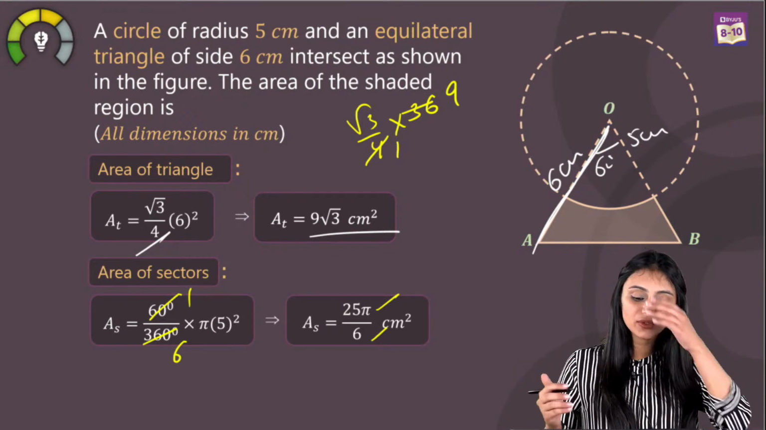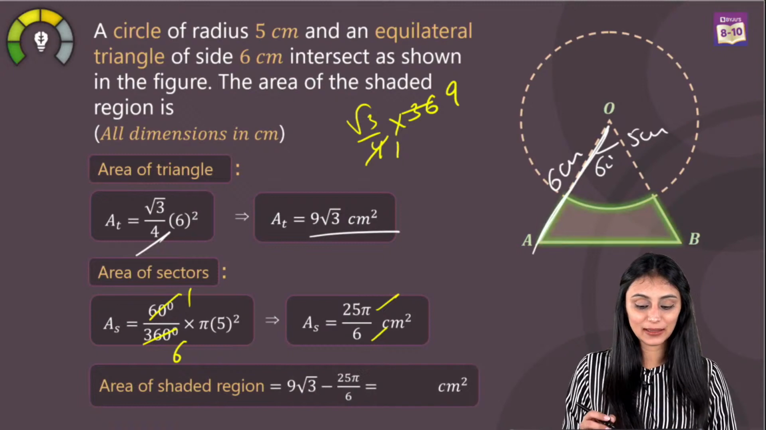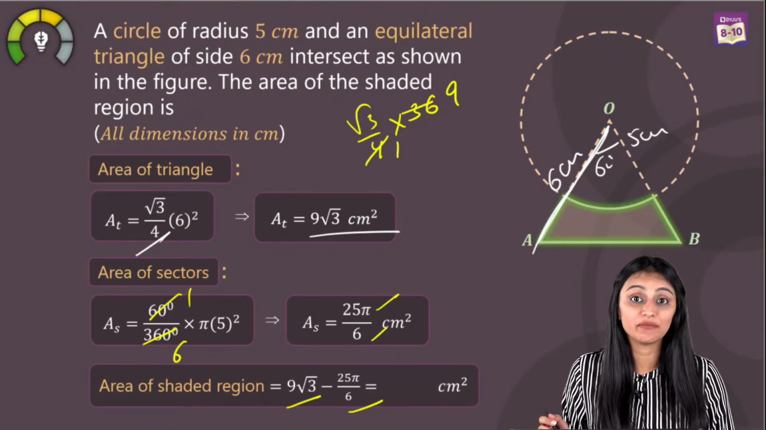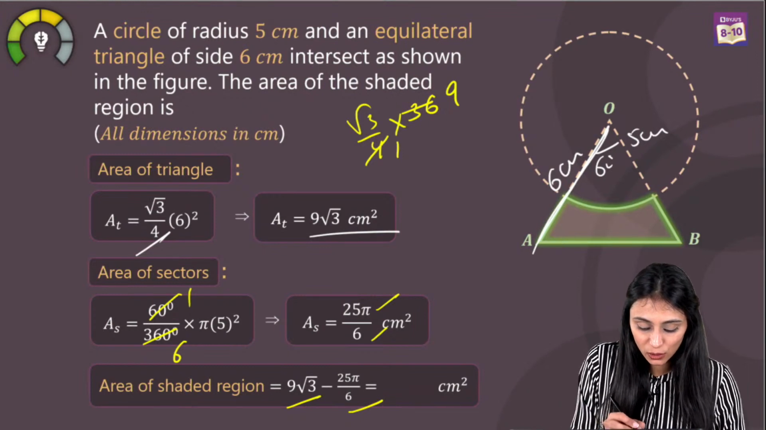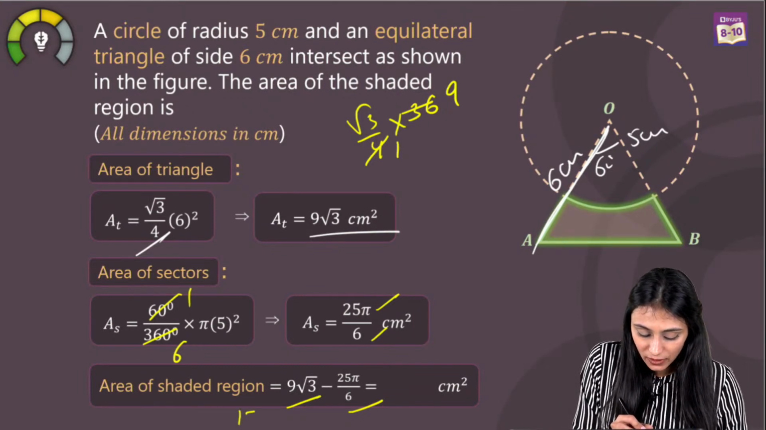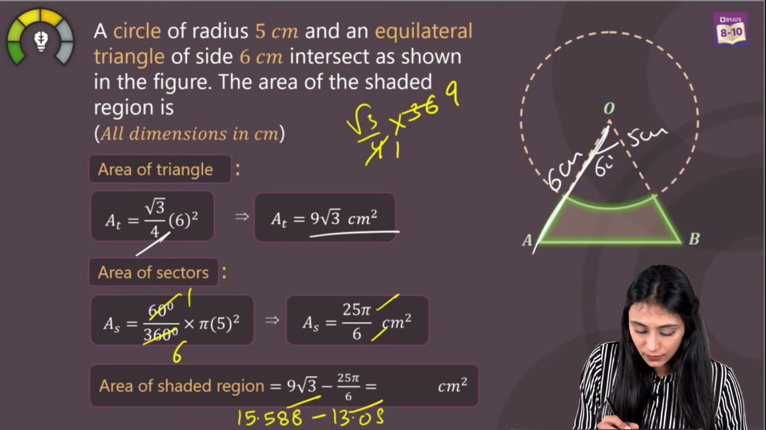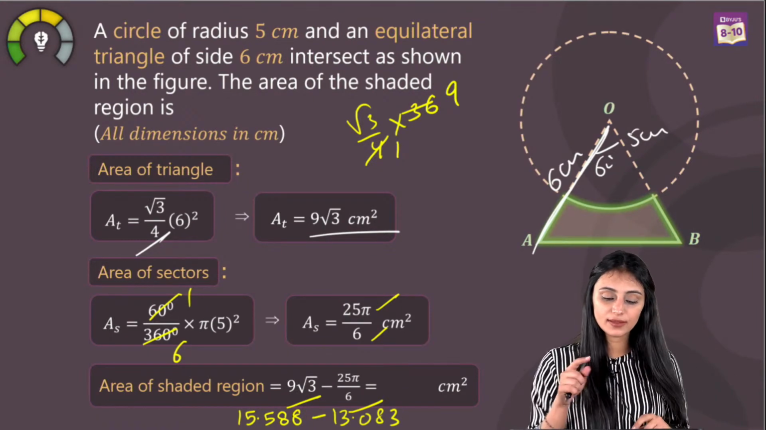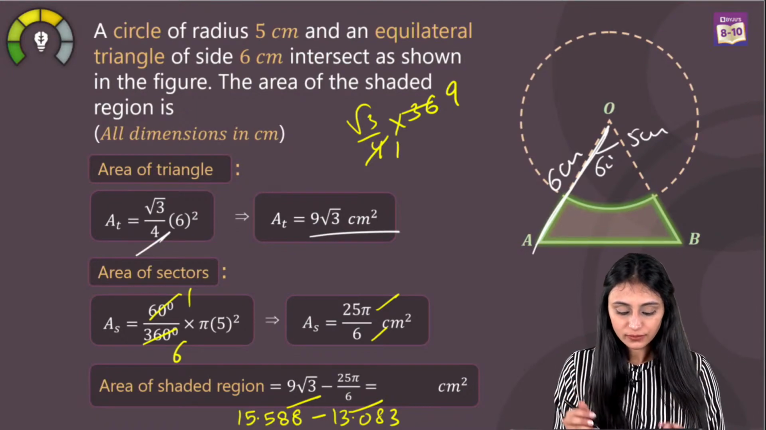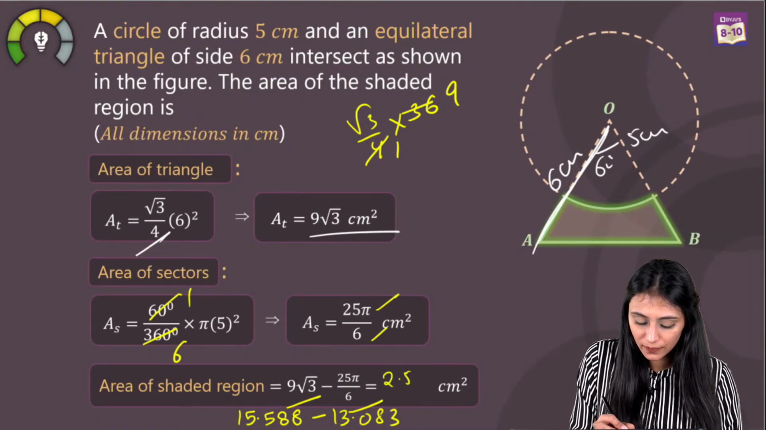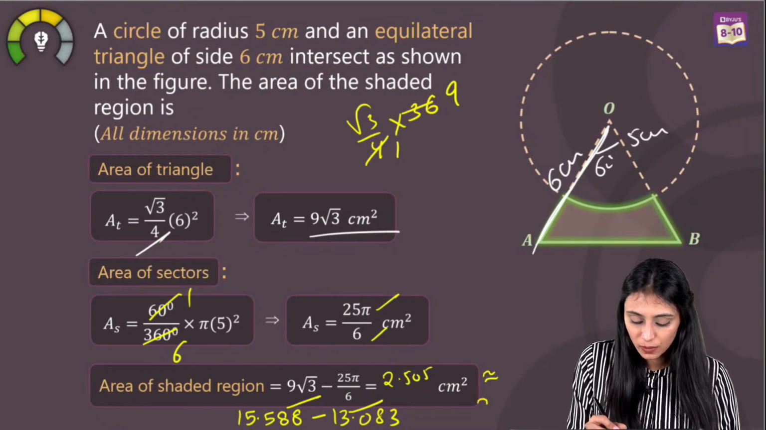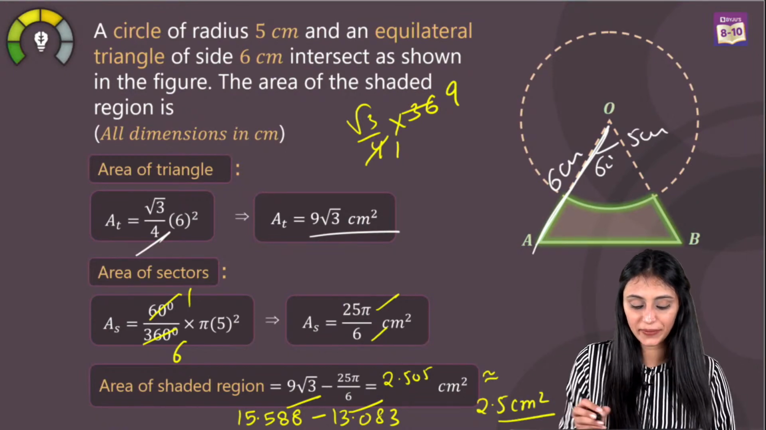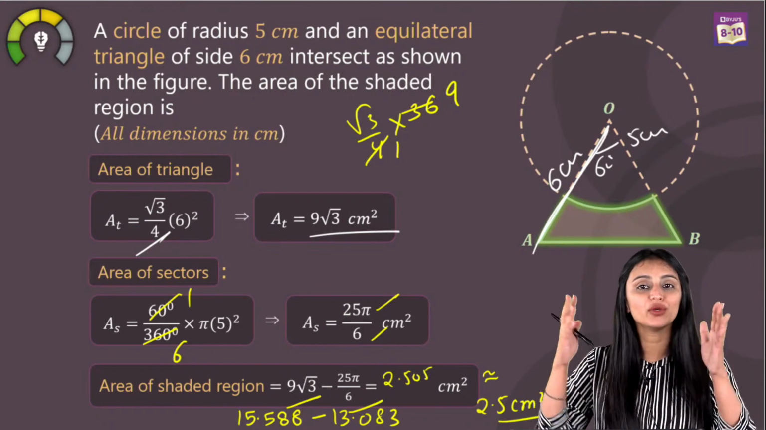All right, now all we have to do is we simply have to subtract them, right? So 9 root 3 minus 25 pi by 6. So once you subtract them, you are going to get 9 root 3 is actually 15.588 and this is 13.083. Subtract them, you would get 2.505 centimeter square. Approximately, it would be 2.5 centimeter square. Quickly first tell me how many of you have got this answer.